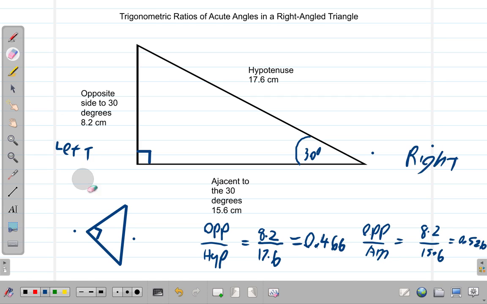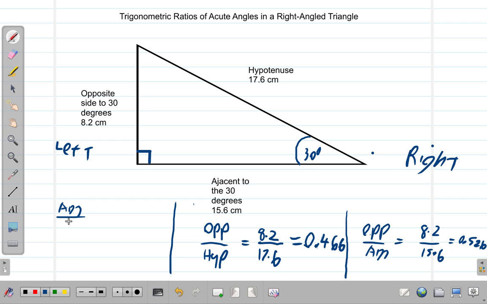Now, let's get rid of this triangle and write the other one over here. So remember, we have this, and something else over here. Suppose we compare the adjacent to the hypotenuse, 15.6. Let me write adjacent first, ADJ for short, over the hypotenuse. Instead of writing out the entire word, we just write the first three letters instead of spending all that time and energy and ink to write out the full word.